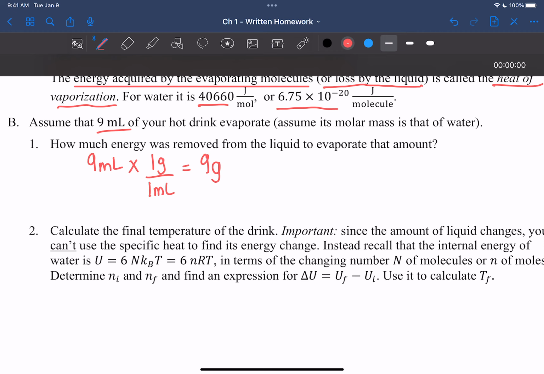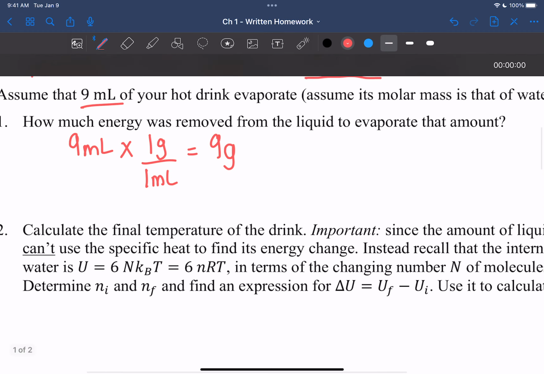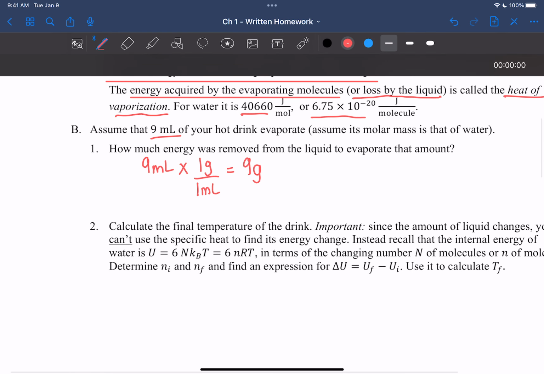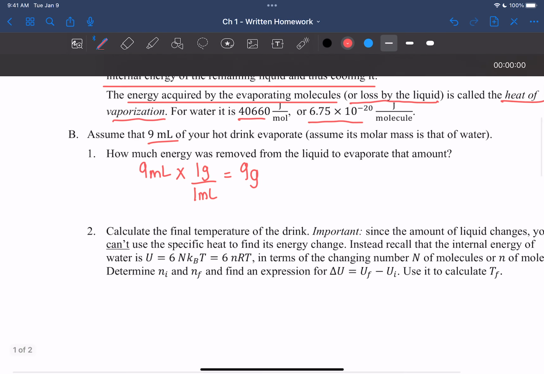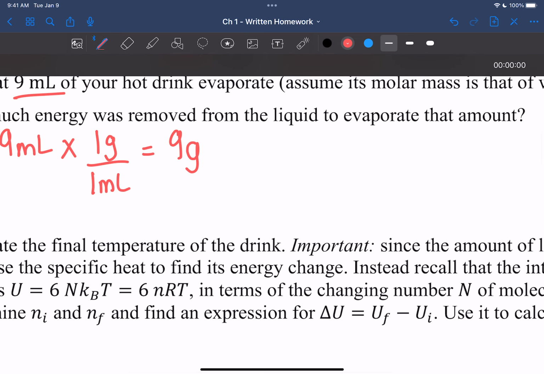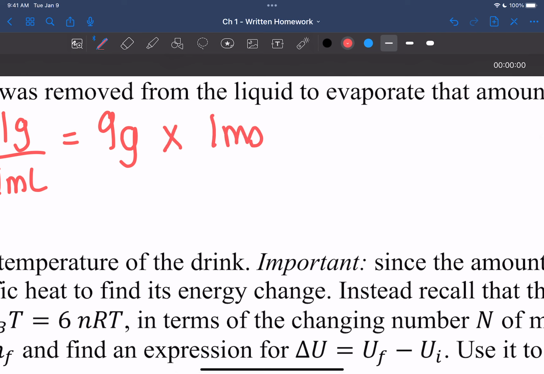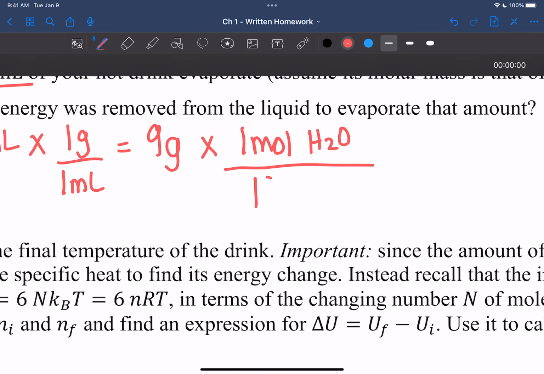So again, we have those 9 grams. And now we can convert from 9 grams to moles, right? And remember they said this was a water-based hot drink. So we can convert to moles using the molar mass of water. And so 1 mole of H2O is roughly 18 grams.